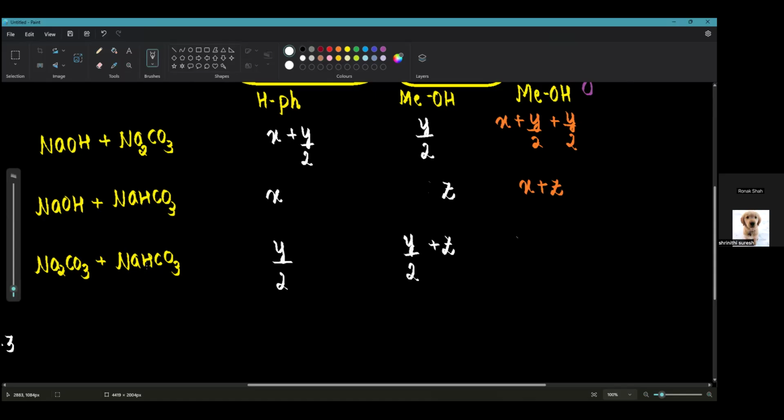And in the last, what will happen? In the last it will come Y/2 plus Y/2 and Z, because see, methyl orange is a very strong indicator, it will detect all of them together, okay. So this is what you need to know. Have you understood this, madam?